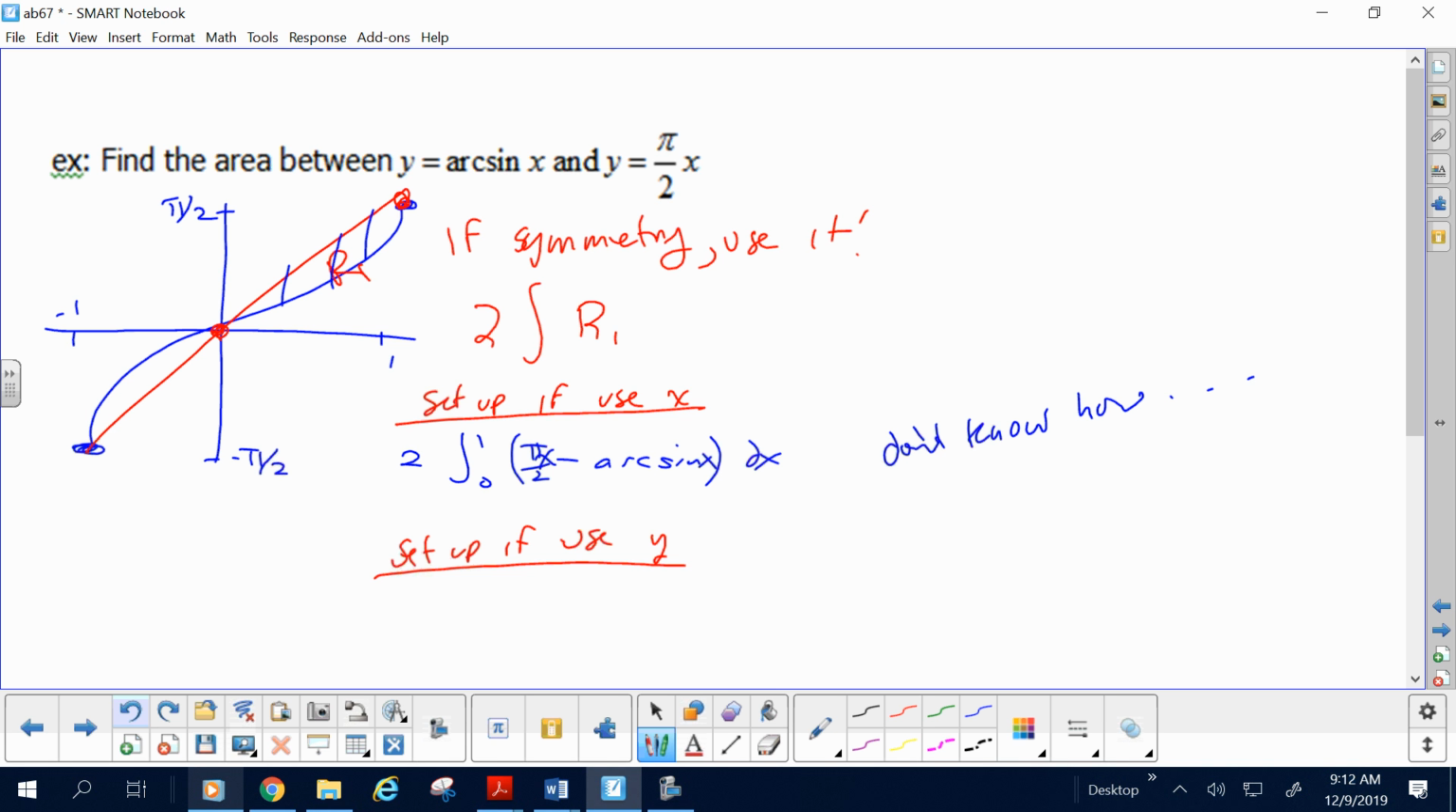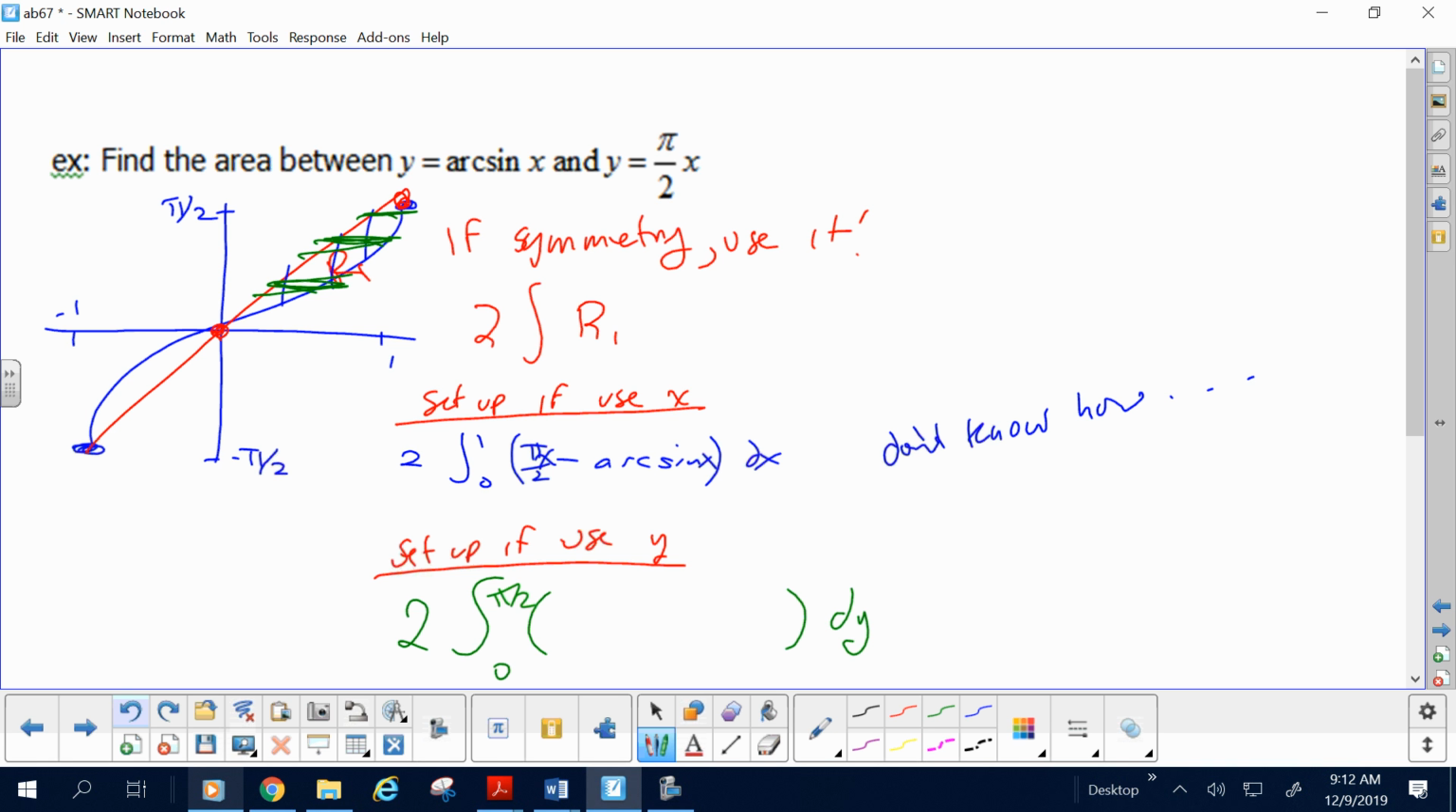If I do y, how do the rectangles go? Side to side or up and down? Side to side, cool. So I'm going to look at rectangles this way, the green ones. Still doubling it, don't forget, because of the symmetry. The limits of integration, what are they? 0 to pi over 2, because those need to be y values.